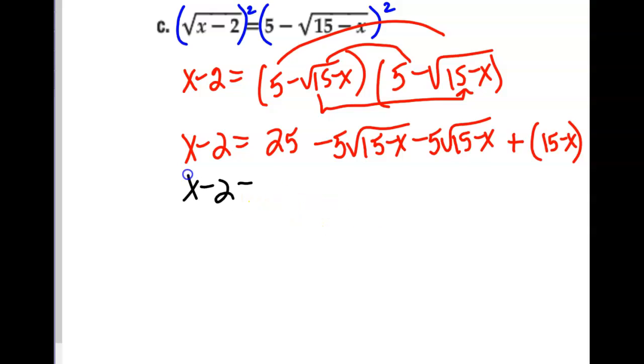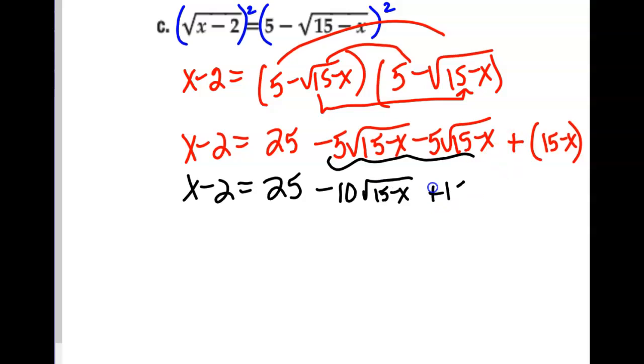Let's see, x minus 2 equals 25. These I can combine, so I have minus 10 square roots of 15 minus x. Back here I have a plus 15 and a minus x. What do you want to do next? We're going to add this x over here, so we get 2x, okay?